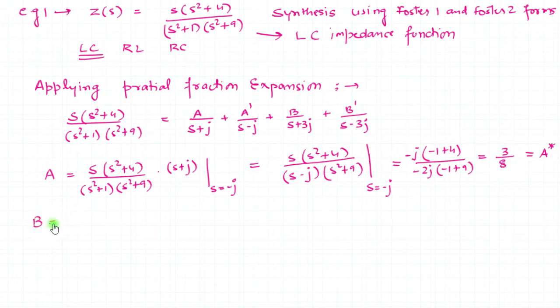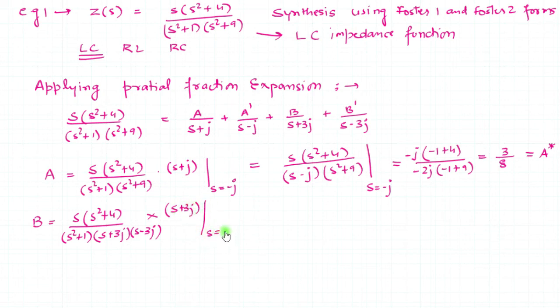Similarly, b will be equal to, I will multiply the given factor with s plus 3j: s square plus 4 divided by s square plus 1 into, I am writing s square plus 9 to be equal to s plus 3j times s minus 3j, and multiplying the whole factor with s plus 3j and substituting s equal to minus 3j. S plus 3j will cancel out this factor, and I will be left with s into s square plus 4 divided by s square plus 1 into s minus 3j.